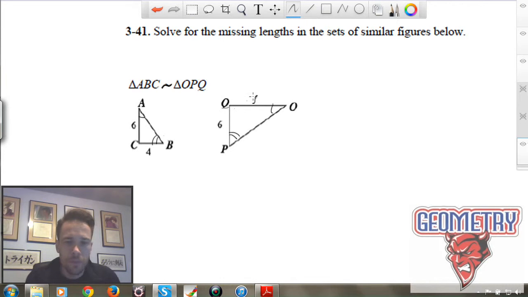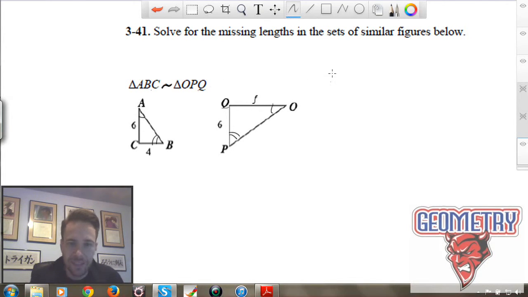So, we're looking for F. I believe that's enough. So we have to figure out which one of these sides matches up with F and which one of these sides matches up with 6. So, it looks like AC matches up with OQ.